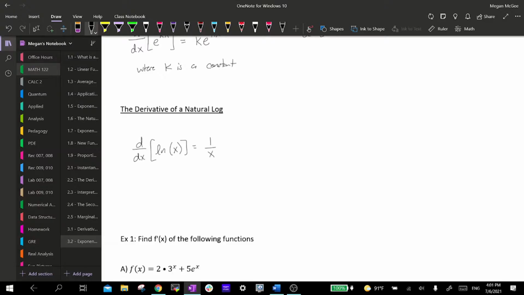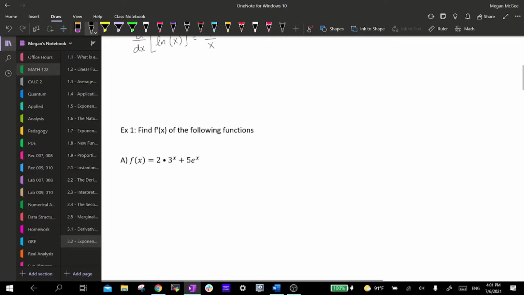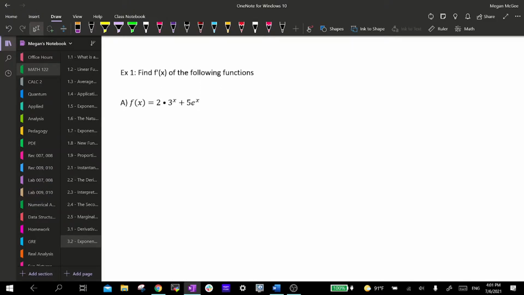So we're going to go ahead and jump into example 1, where we just need to calculate some derivatives using these new rules. So for part A, we have f of x is equal to 2 times 3 to the x plus 5e to the x. Alright, so f prime of x is the derivative of everything we see over here, so 2 times 3 to the x plus 5 times e to the x.